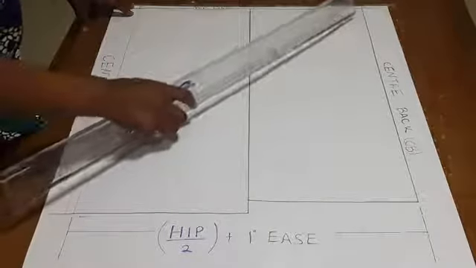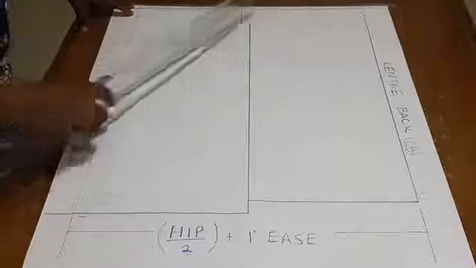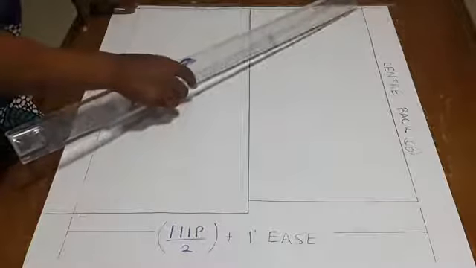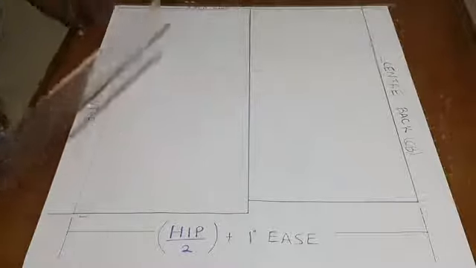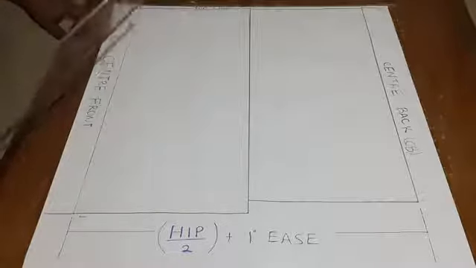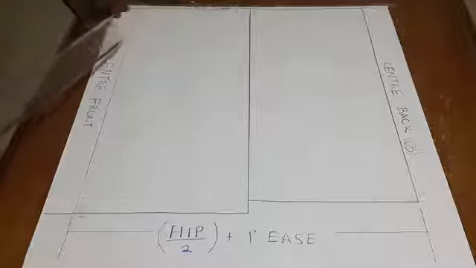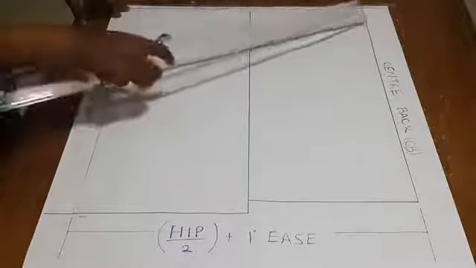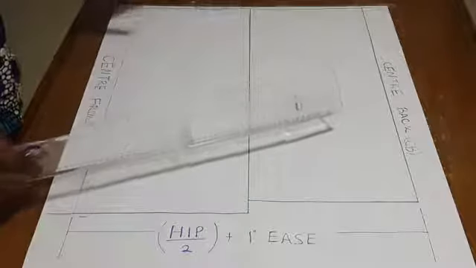Now, this is my center back. This is the top line. This is the center back. This is the point O where I will begin drafting my center back. This is the center front, and this is my point O on the top line where I'll be beginning the draft for the front block. So the length of my pattern is the blouse length that I'll be using.